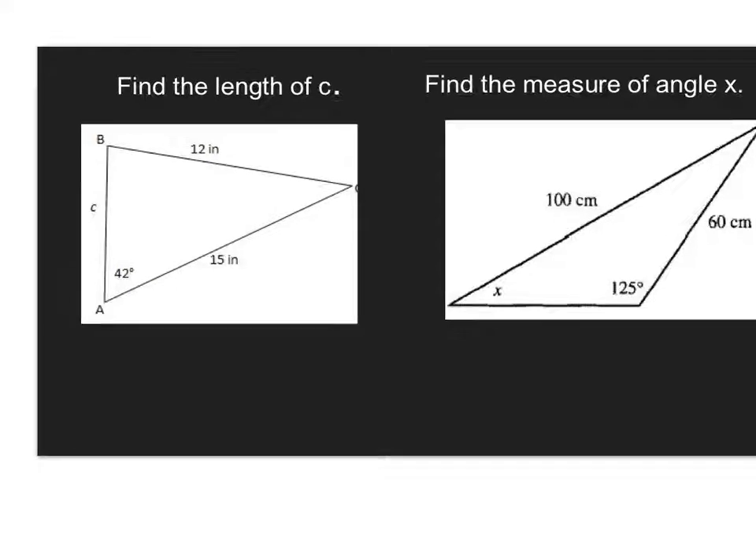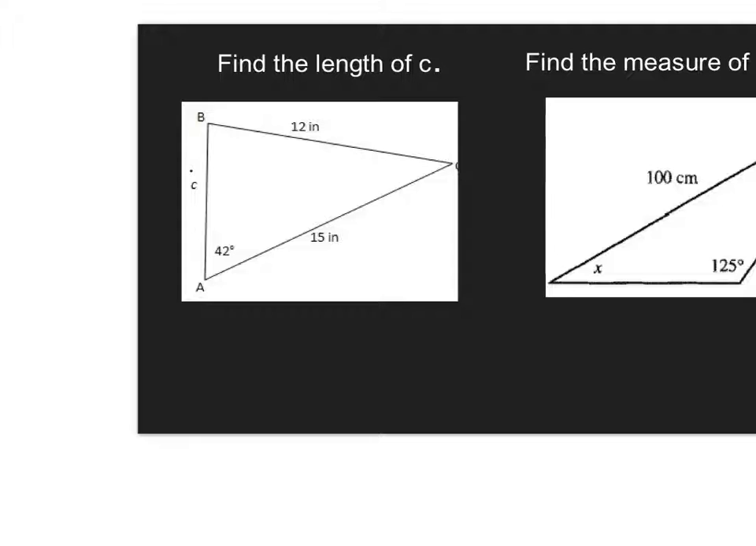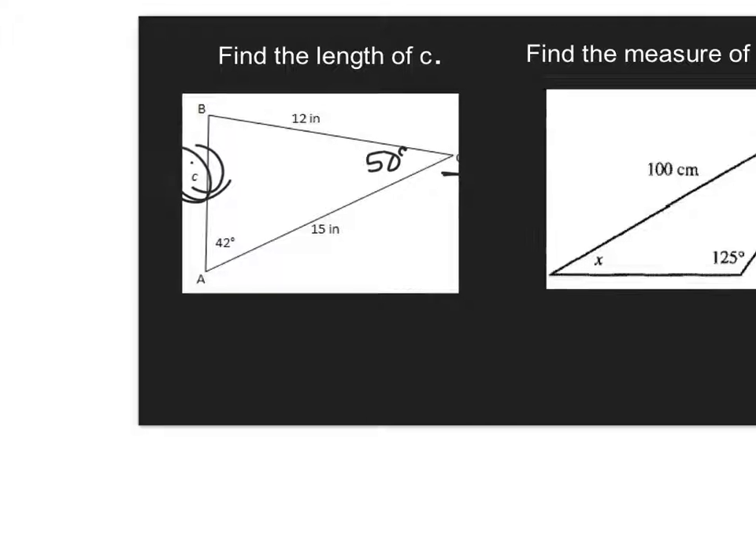So let's take a look here. Figure out the length of C. This actually got cut off. This is supposed to say C is actually 50 degrees. So just write that on your notes, that that's going to be 50 degrees, and then we'll look at what we got here.